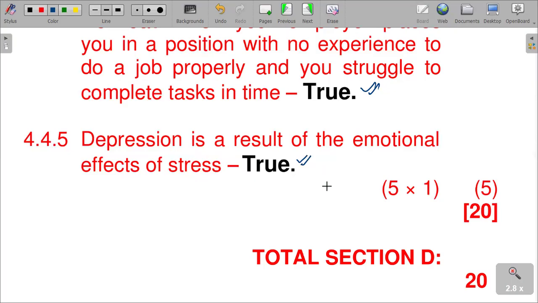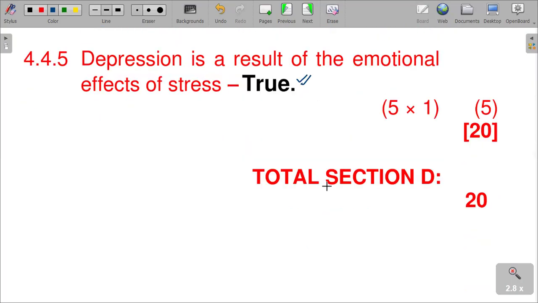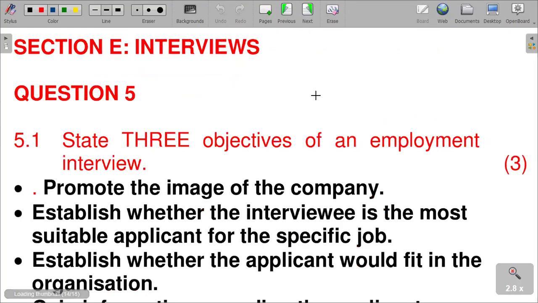That is the total for section D, 20 marks. Let's just finish the last section. Section E, interviews. You want to know that section E is interviews in your question 5.